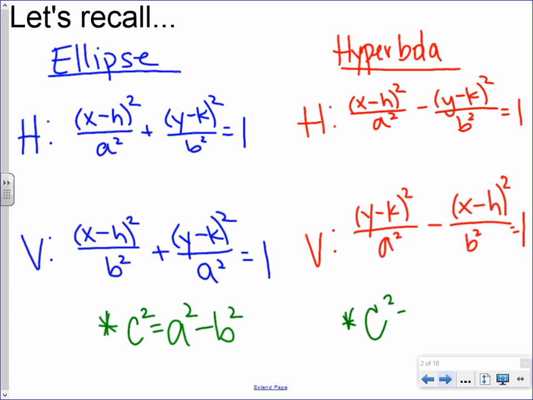And Marissa, how do we find c squared for a hyperbola? A squared plus b squared. Good.